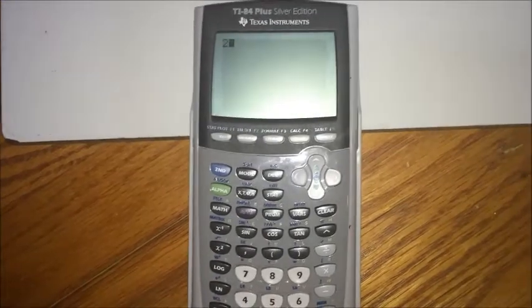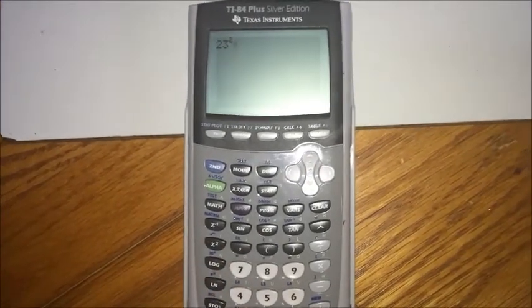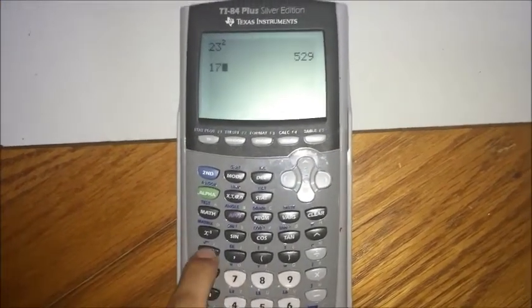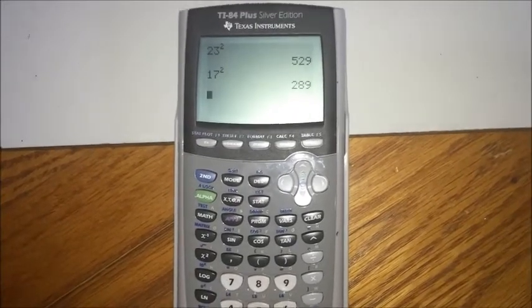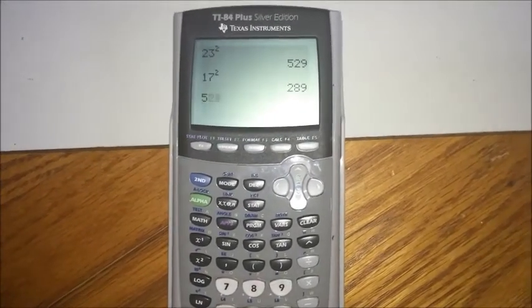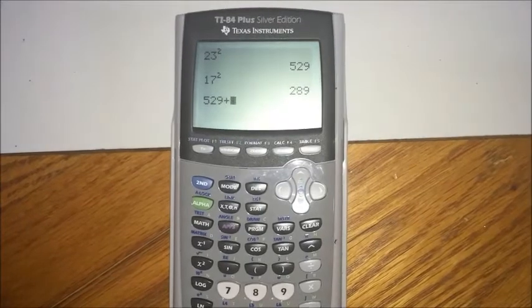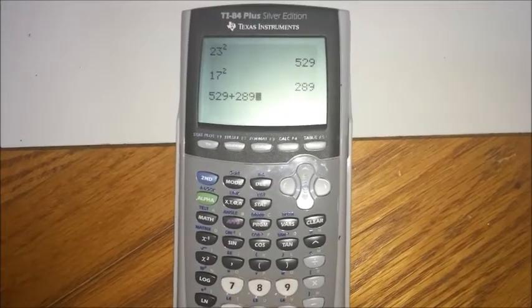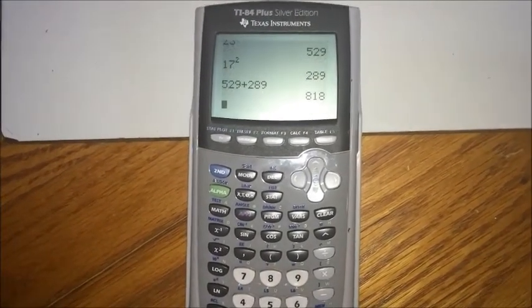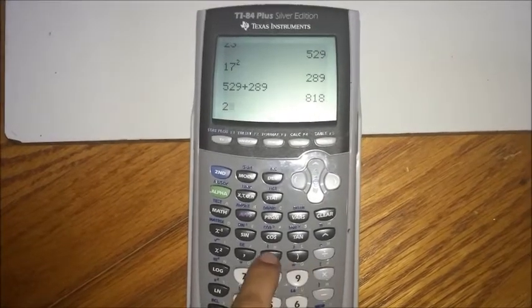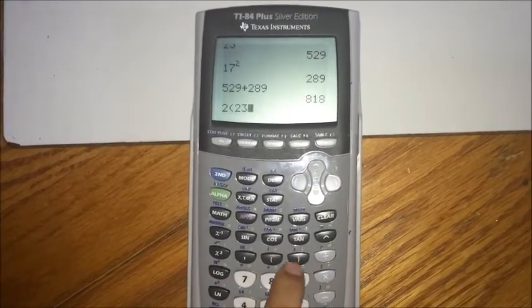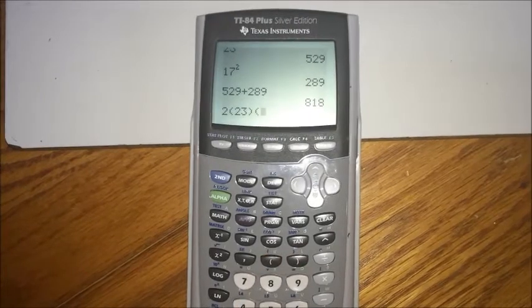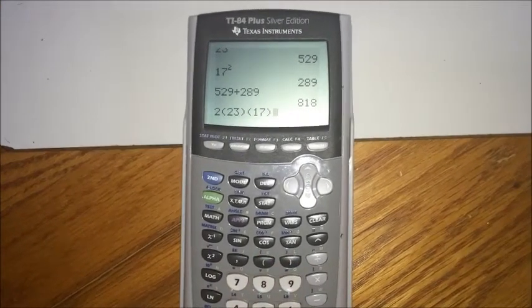Then we plug in the following numbers in our calculator. 23 squared equals 529. 17 squared equals 289. When you add those two numbers together, you get 818. Then you multiply 2 with 23 and 17, which gives you 782.